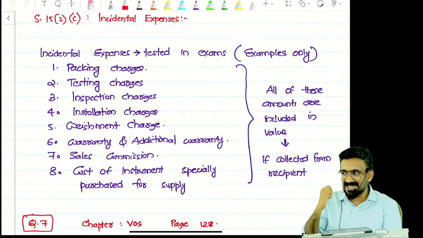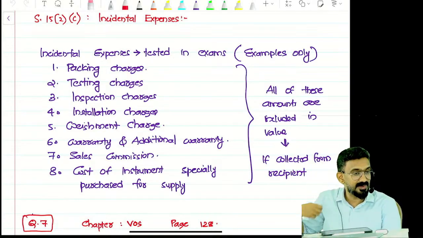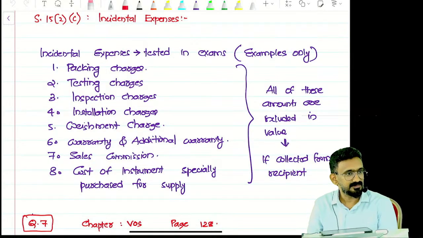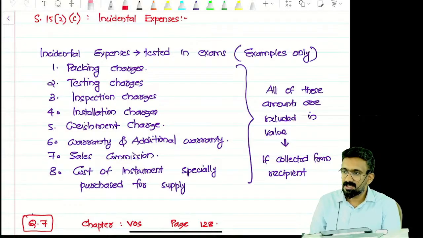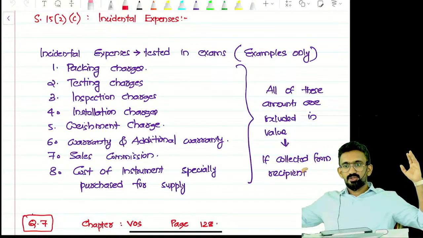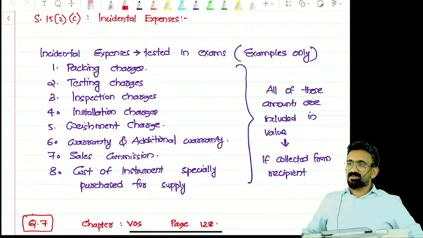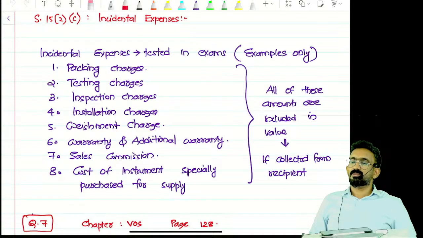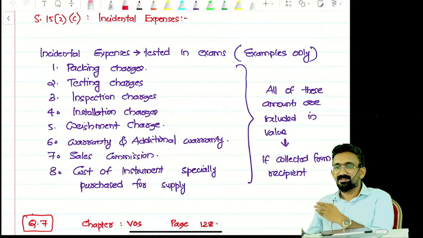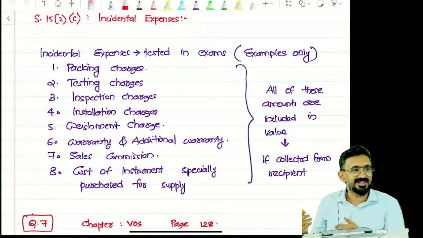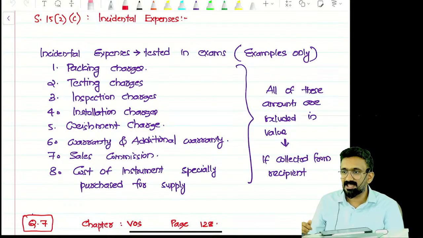Inspection charges, installation charges, weighment charges. What is a weighment charge? Suppose you are selling a large volume of product, 20,000 kg of metal, and sending it to the customer, but the customer does not trust you. What will the customer do? After the metal reaches there, they will have to put it on a weighing machine and check whether it is 20,000 kg or not. Is it practically possible?